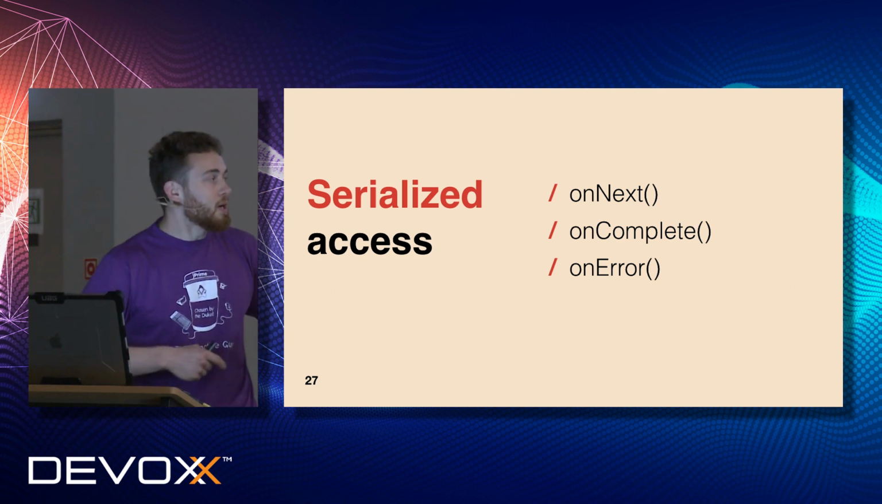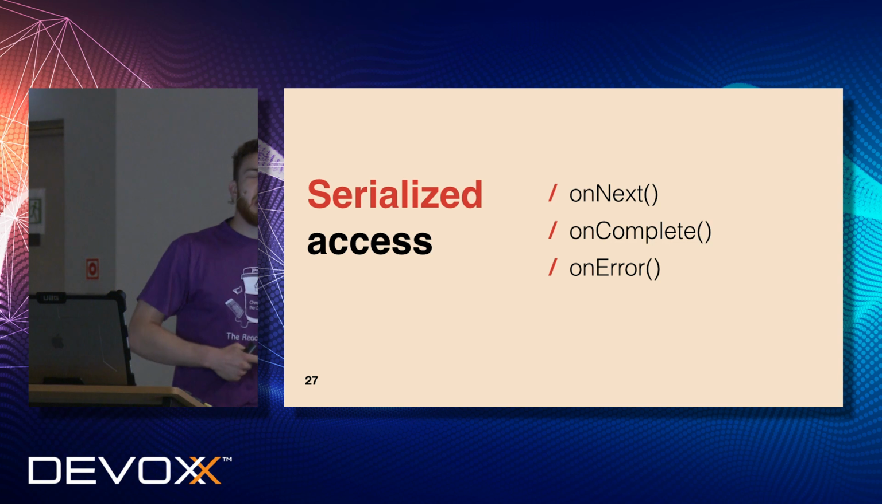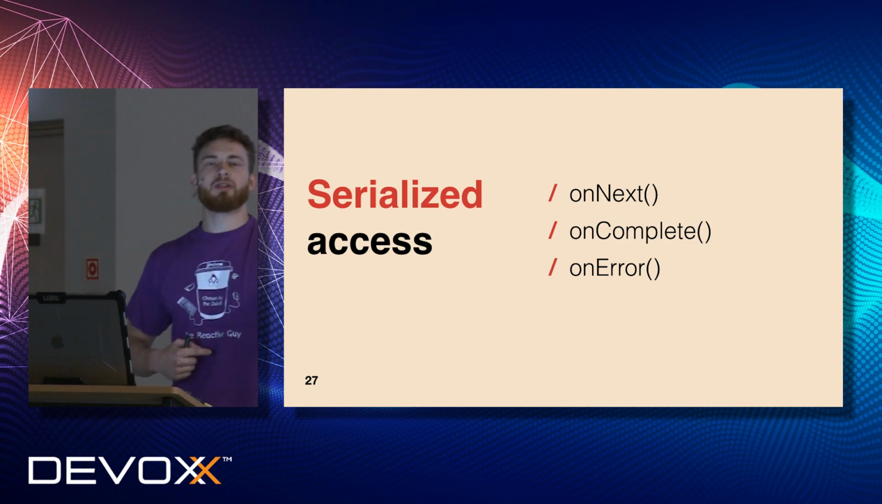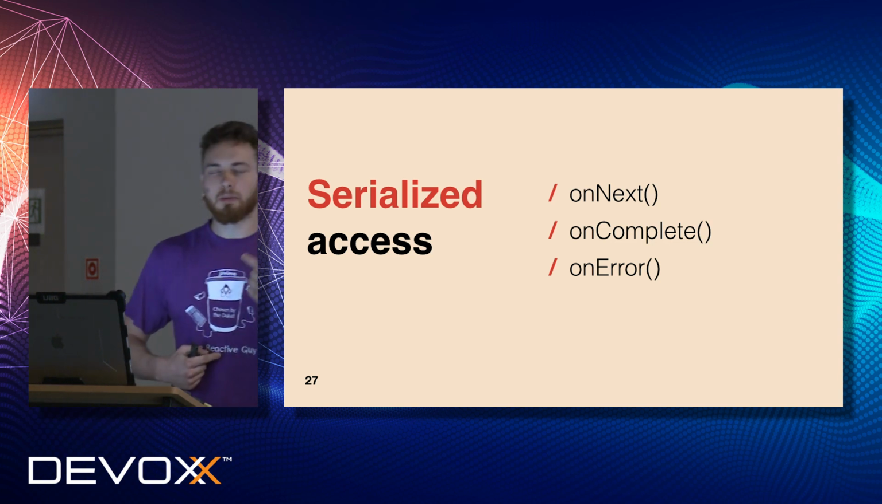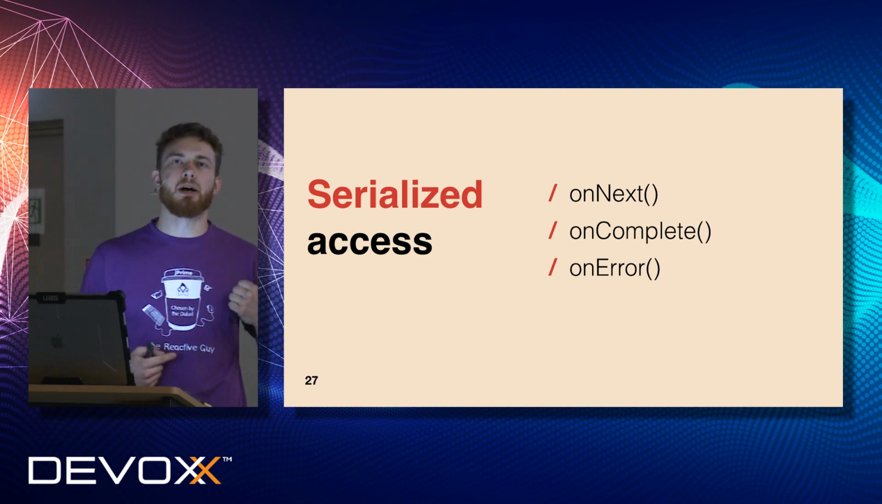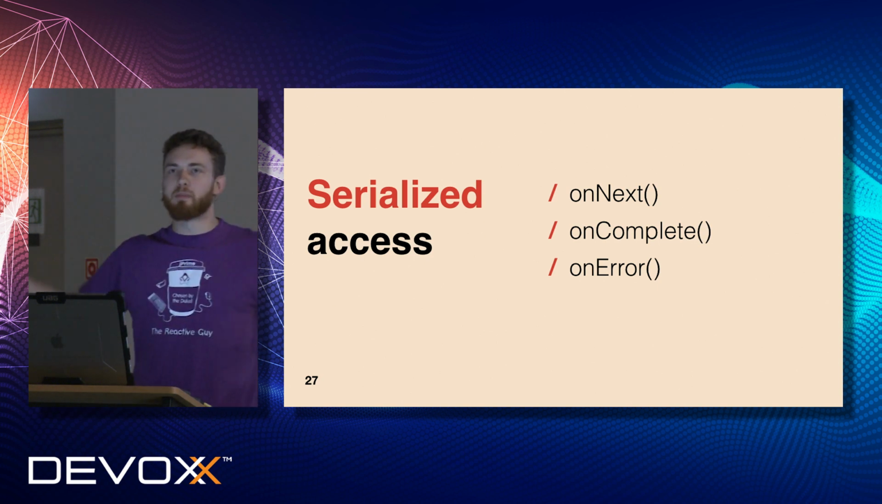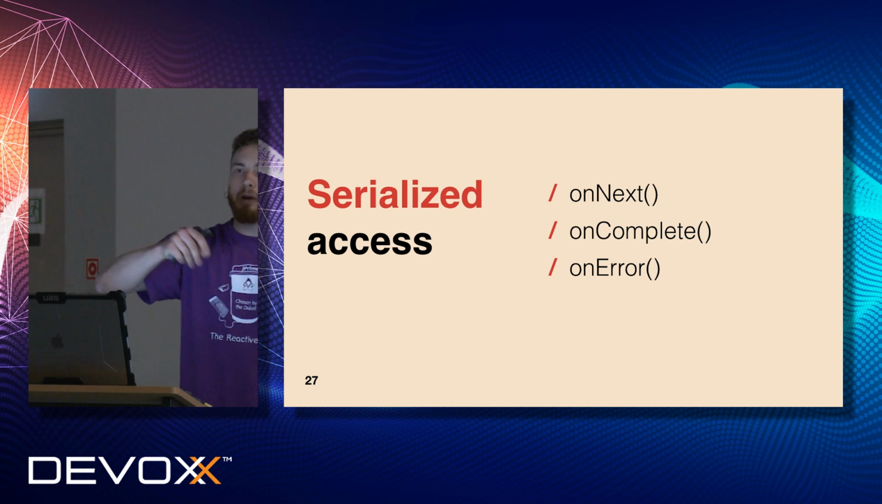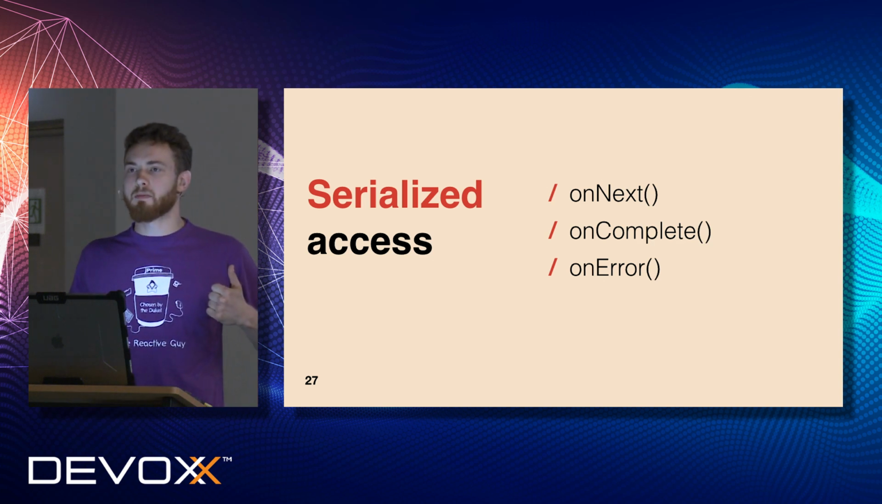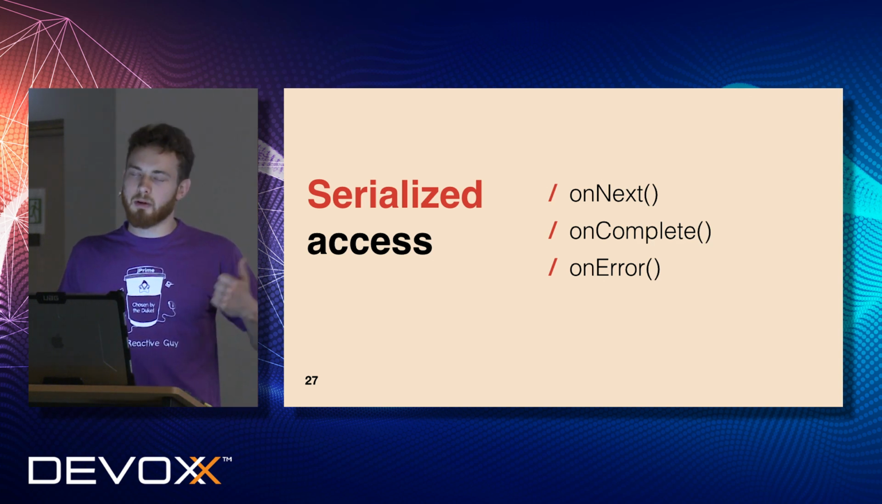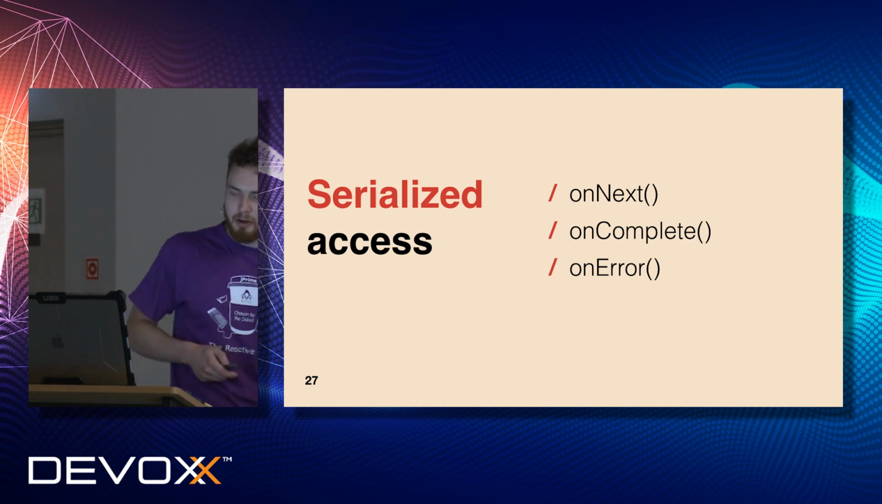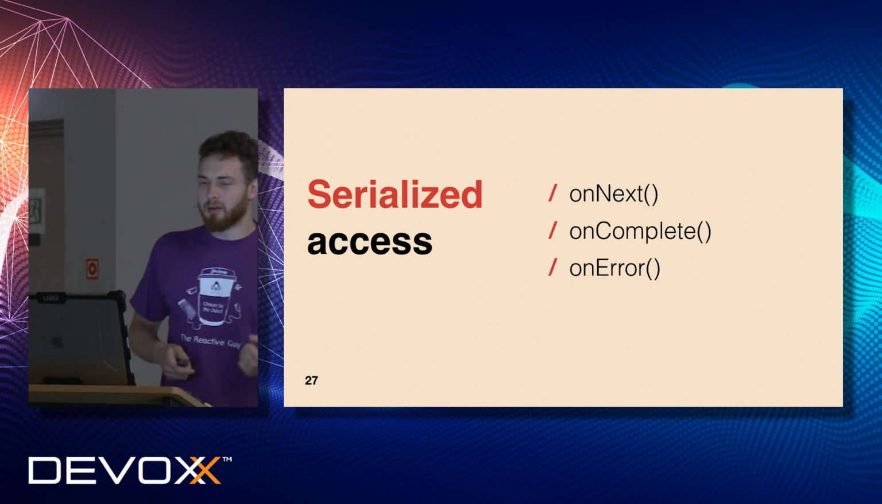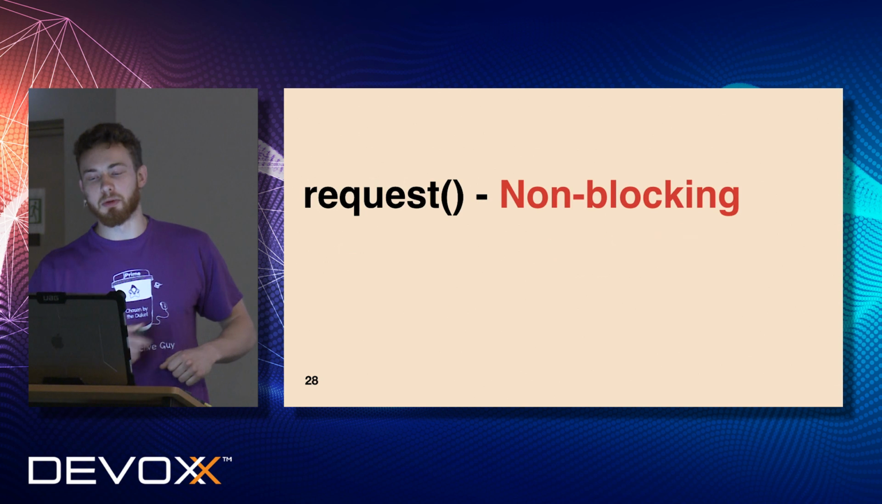That's why it's much simpler to state in the specification that everything should be serialized. So the proper synchronization should be done on your subscriber in order to prevent all simultaneous invocation of these methods. Does it make sense? Okay, but this puts more responsibility on the implementers, as we will see.